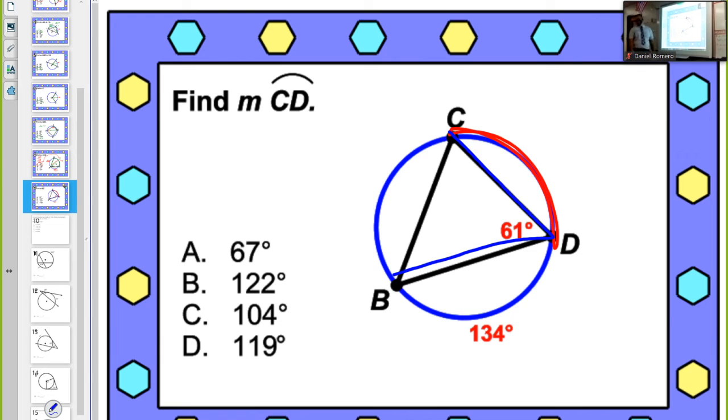What type of angle is that? It is inscribed. What is the relationship between an inscribed angle and the arc it intercepts? Multiply by 2, thank you, Ferris. So 61 times 2 means that all these degrees from here to here are 122.